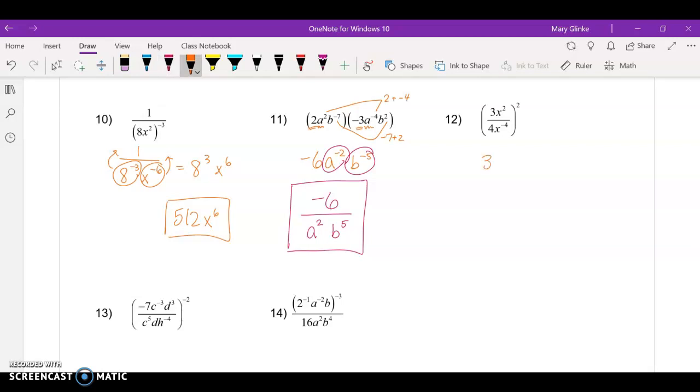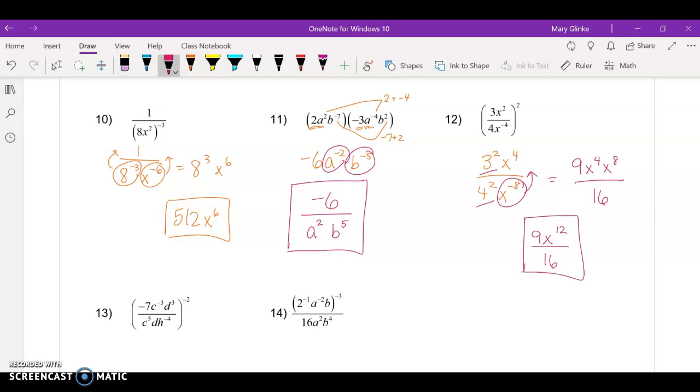So let's try this next one. We're going to raise everything to the second power. After we do that, we're going to go ahead and move things around. We're also going to simplify our numbers. So 3 squared is 9. We have x to the 4th, and then x to the 8th gets bumped on up, and 4 squared is 16. Which means the only other thing we can do is combine our x's by adding our exponents together. So it's 9x to the 12th over 16.